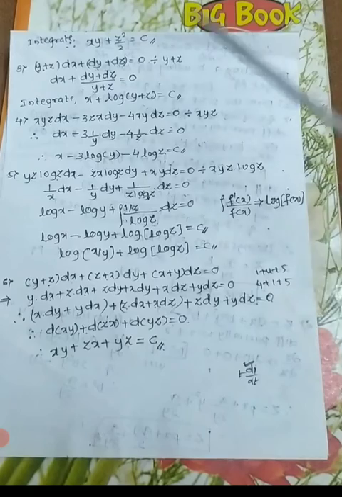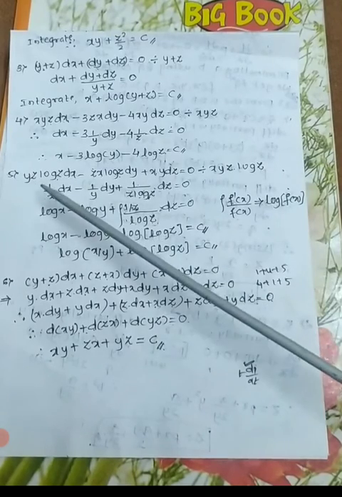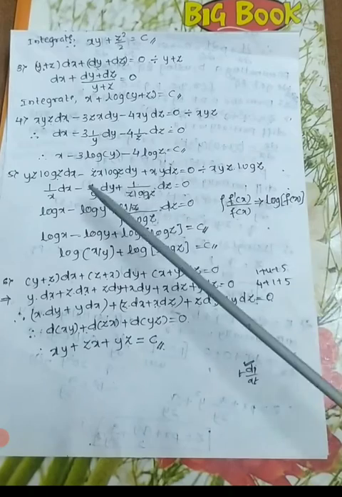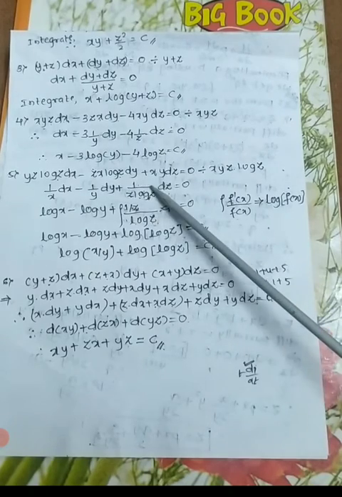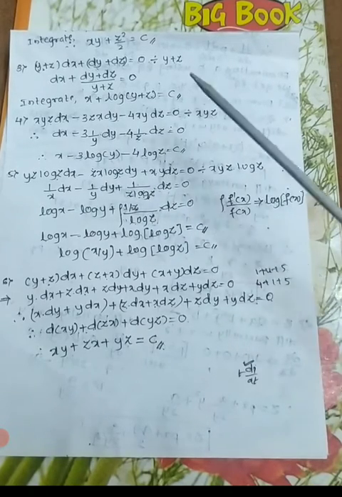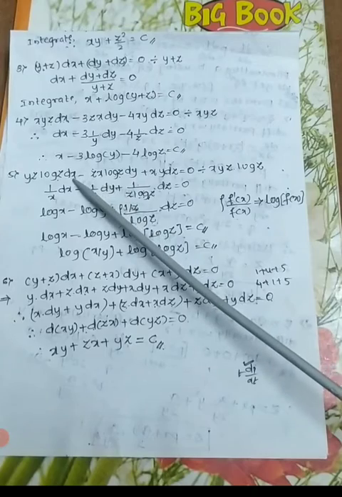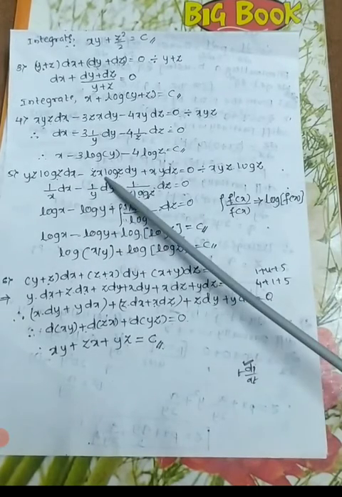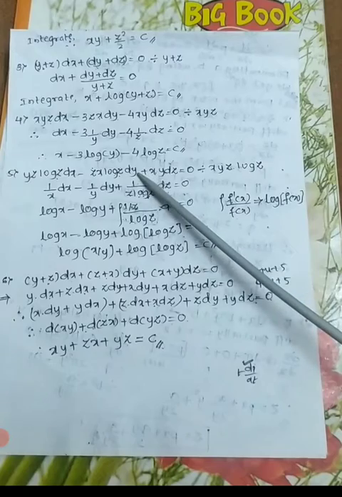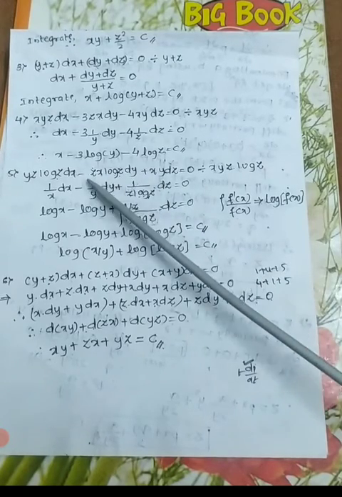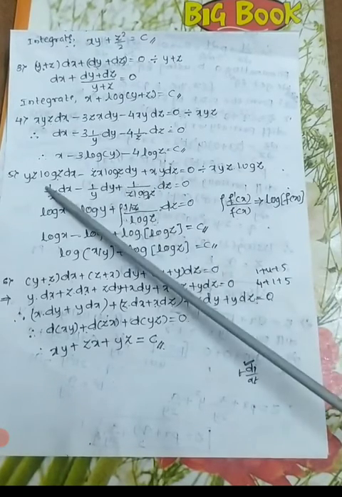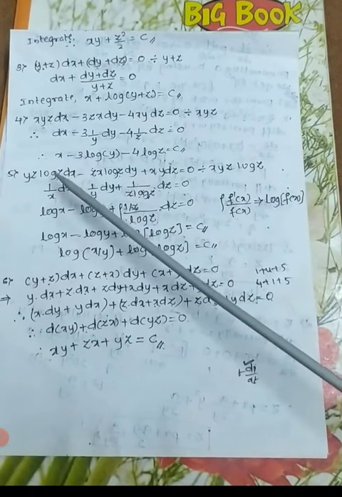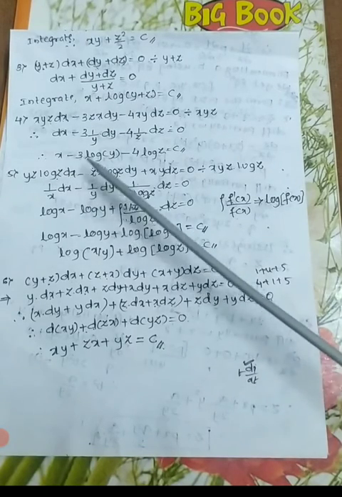Okay, let's see the fifth one: yz log z dx minus zx log z dy plus xy dz equals 0. See here, dx is there, and we must eliminate yz log z here. Here dy is there, containing zx, that must be zx log z. Here log z is common, yz, zx, so you have to eliminate x, y, z log z.